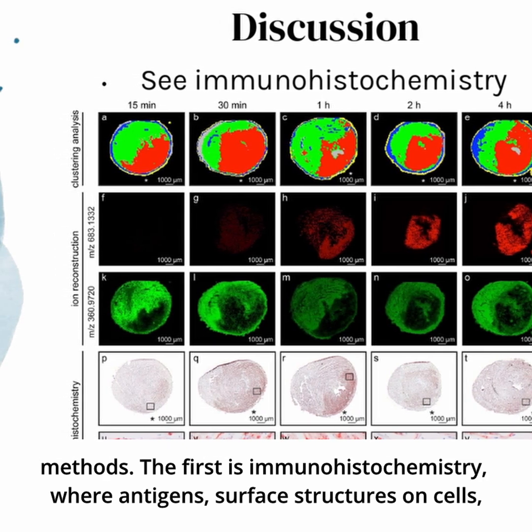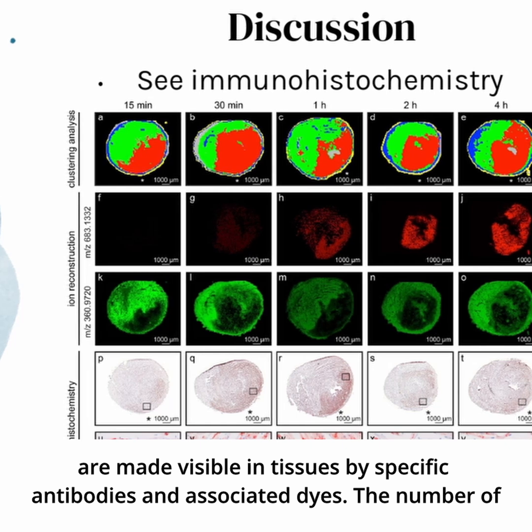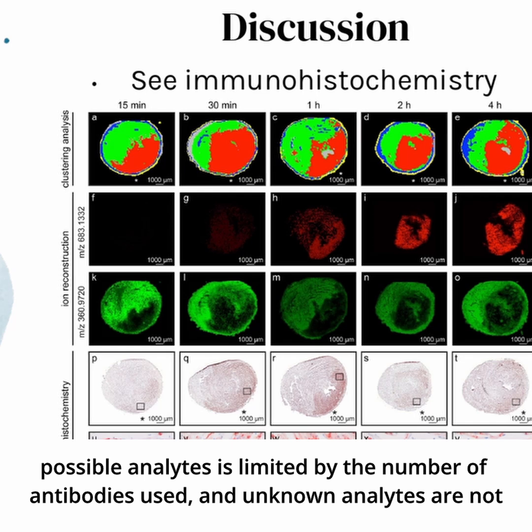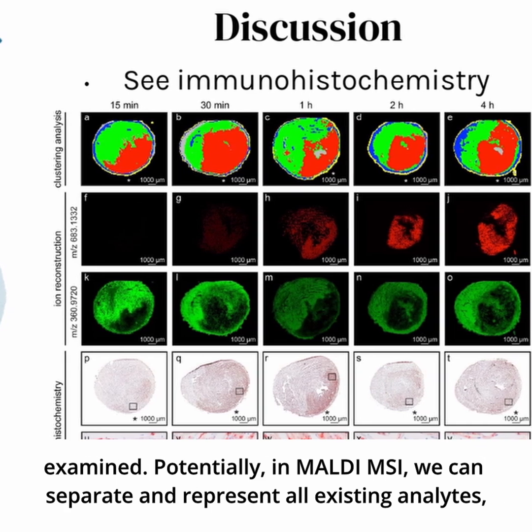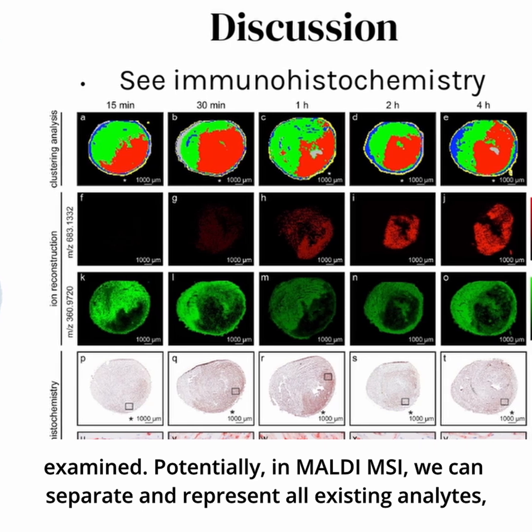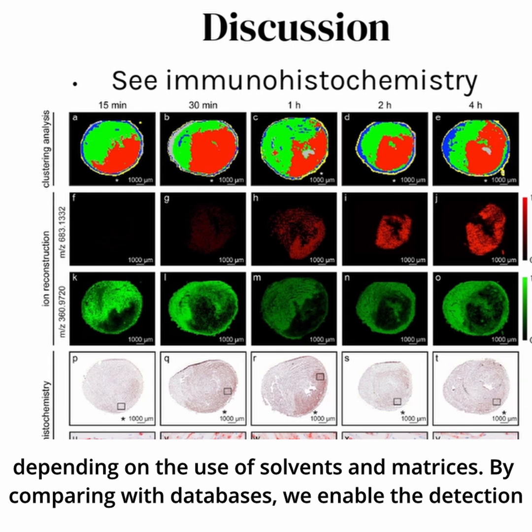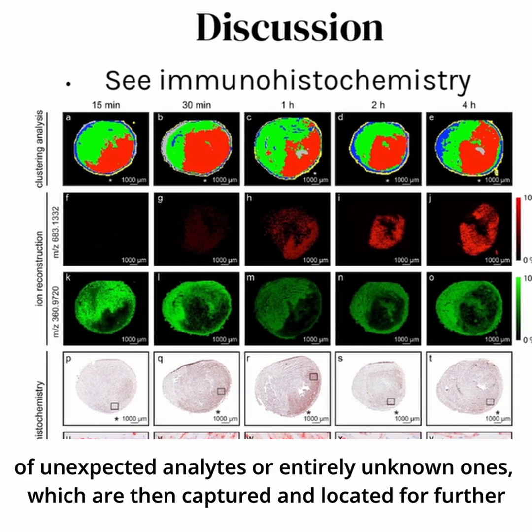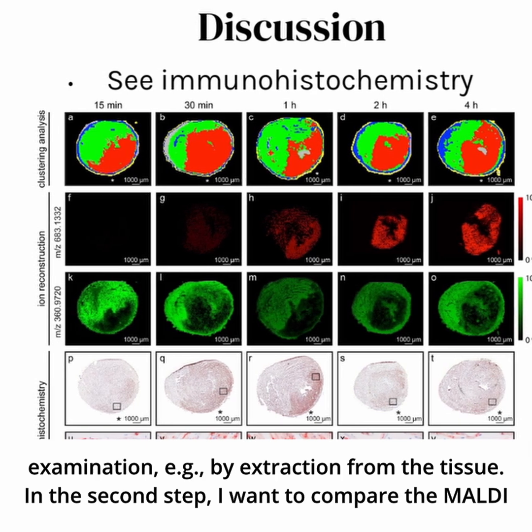The first is immunohistochemistry, where antigens, surface structures on cells, are made visible in tissues by specific antibodies and associated dyes. The number of possible analytes is limited by the number of antibodies used, and unknown analytes are not examined. Potentially in MALDI MSI, we can separate and represent all existing analytes, depending on the use of solvents and matrices. By comparing with databases, we enable the detection of unexpected analytes or entirely unknown ones, which are then captured and located for further examination, e.g., by extraction from the tissue.